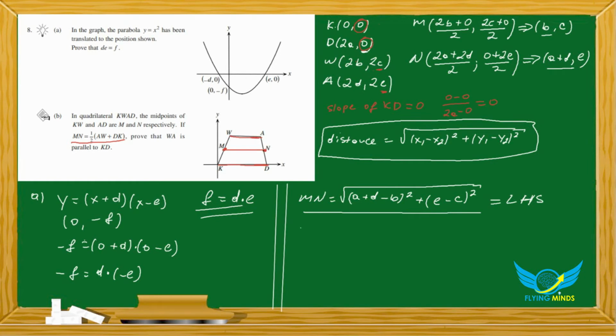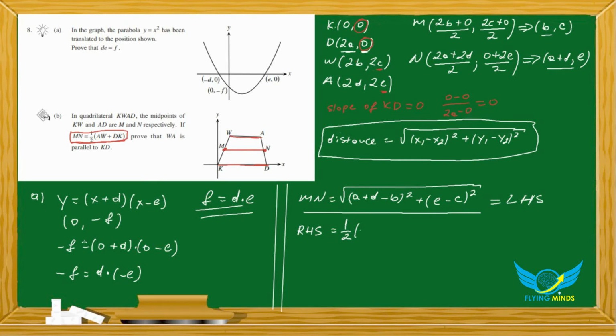So now let's find the right hand side of this equation. When I say this equation, I mean the equation given to us. So it's half of AW. We'll get to AW right away. But what is DK? DK is very easy to calculate, because it's just 2a.